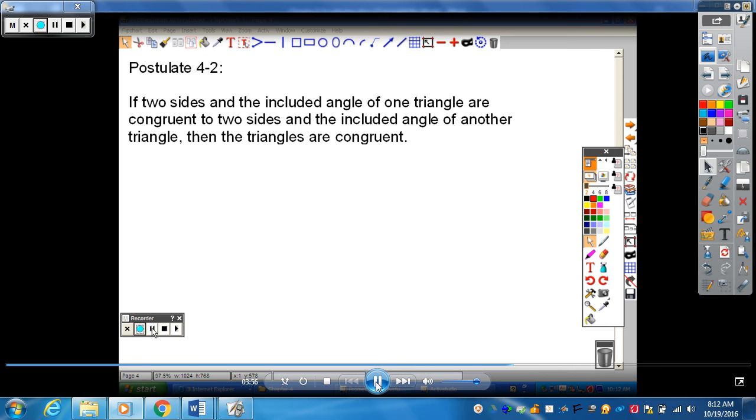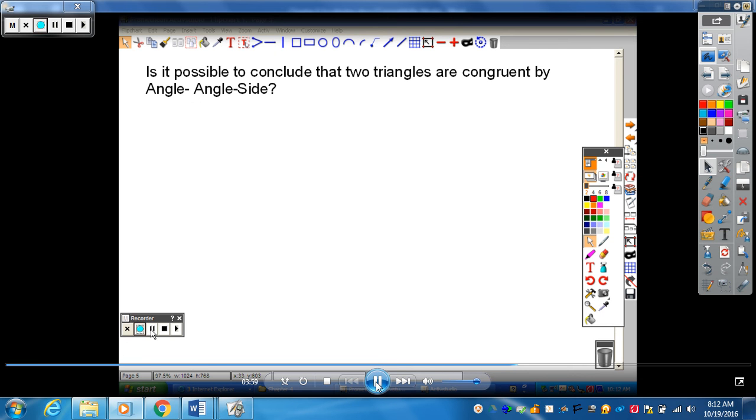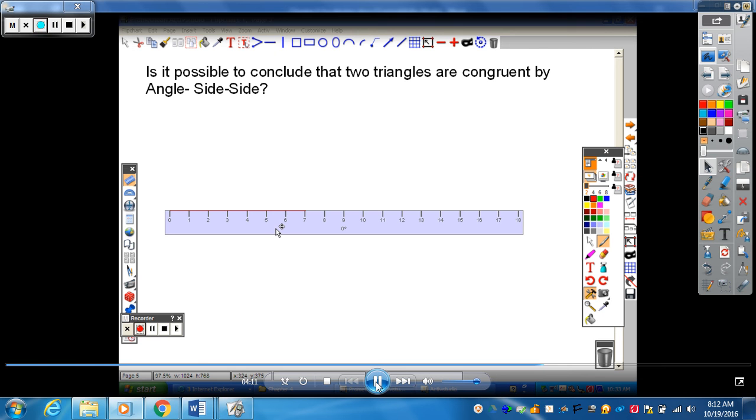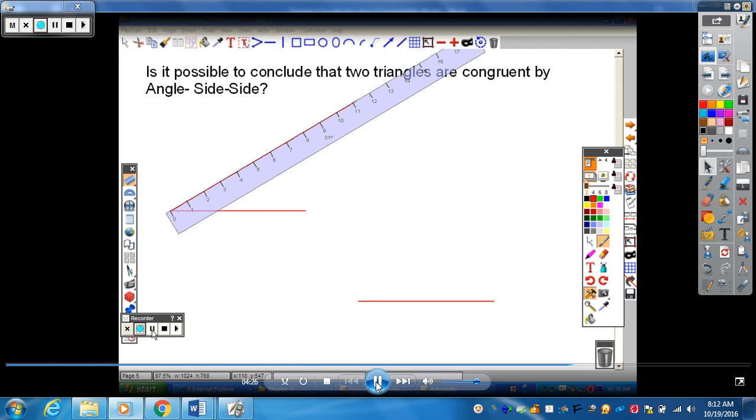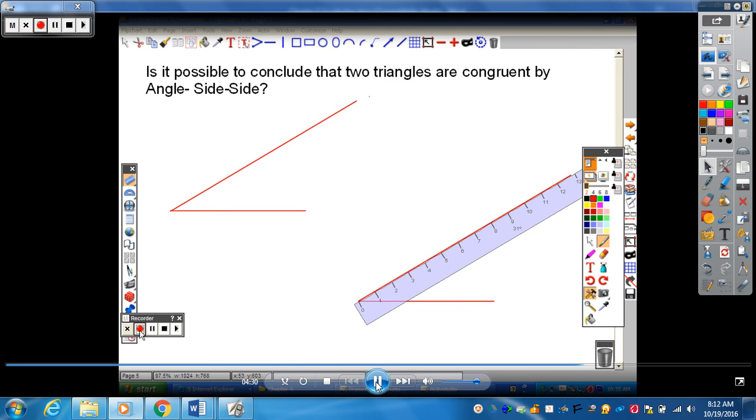Now the last thing that I want to show you guys is this, and that's actually a typo right there. It's supposed to say, is it possible to conclude the 2 triangles are congruent by angle, side, side? I said that wrong before. So what I'm going to do here is draw out a side length that is the same. Those are both 7 units long. And then I drew out another segment. It doesn't matter what length that was.